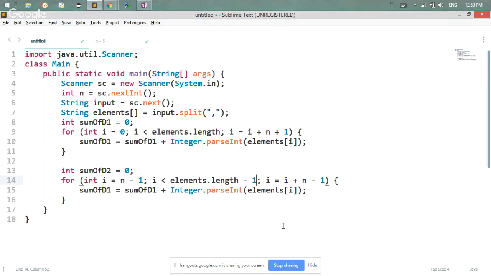Okay, forget about the language. Any language you can use and then code, that's not important, right? Now this will be sum of diagonal 2 plus sum of diagonal 2 plus Integer.parseInt of elements of I. Now guys, one important point, Integer.parseInt will convert the string into integer, okay, in Java.